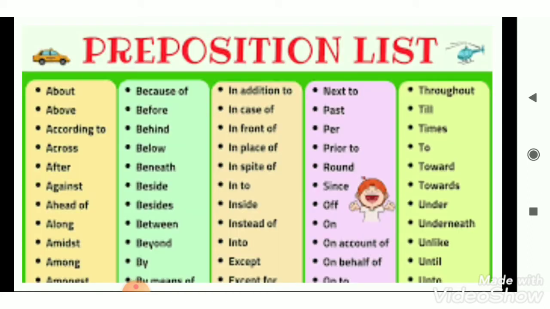Prepositions. A preposition is a word that denotes the relationship between two objects. So we say the cat is under the table. So here under becomes a preposition. We can say the pencil is inside the box. So inside becomes a preposition. So these are the list of prepositions.